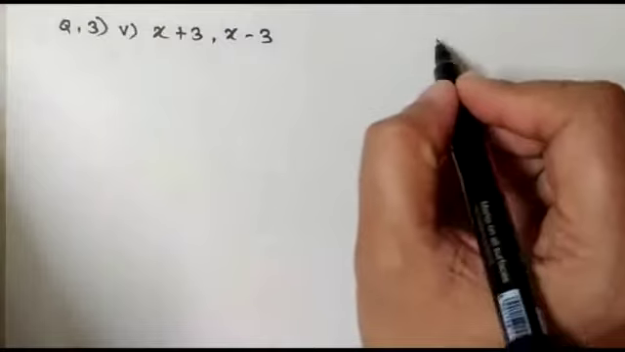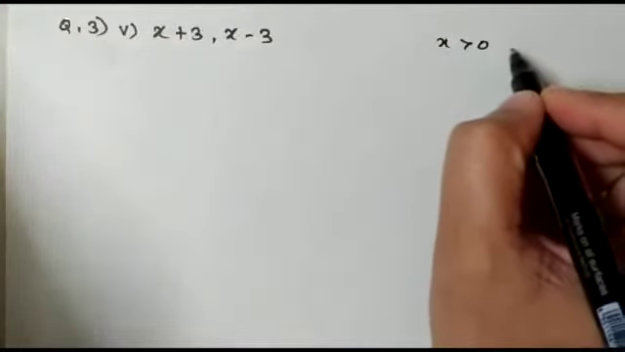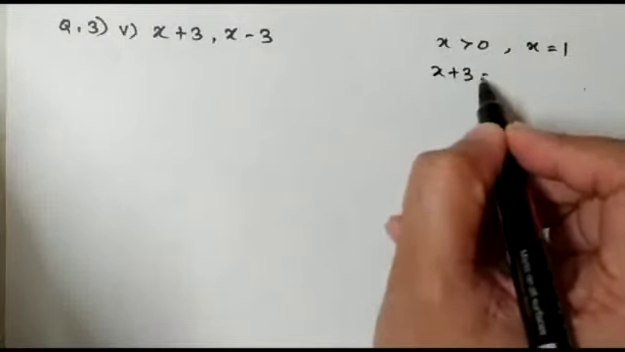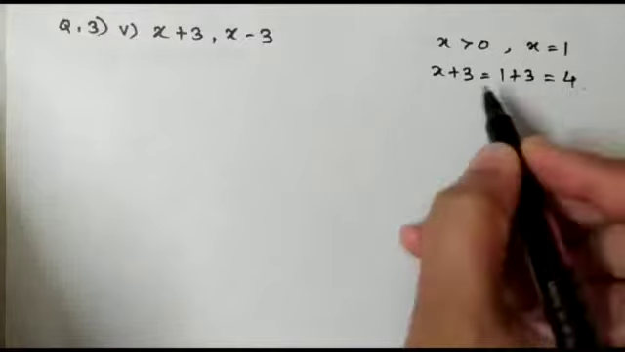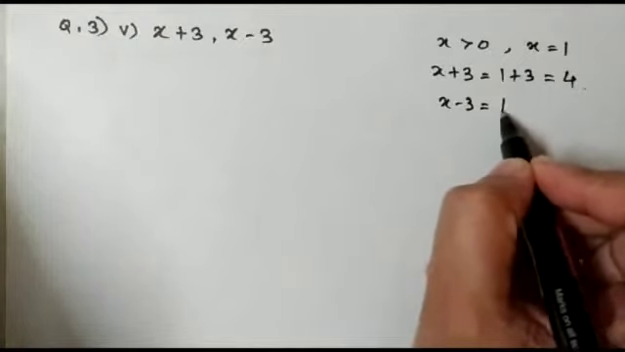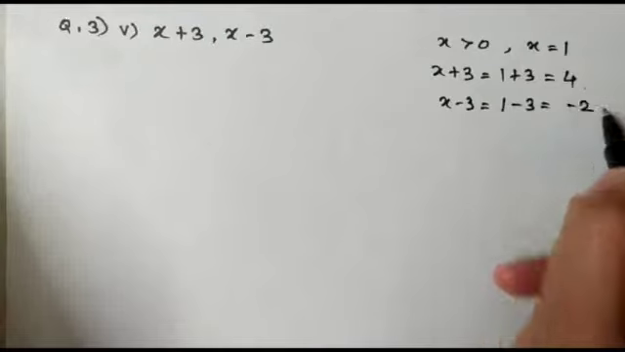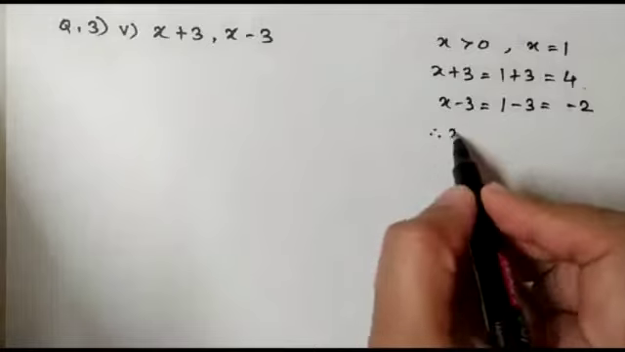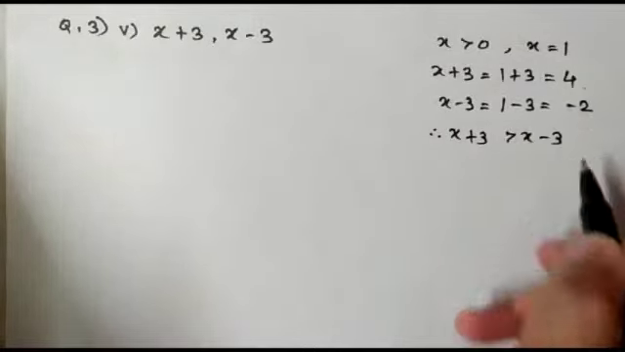As we don't know the value of x, whether x is positive or negative, let us first check which coordinate is greater than the second by considering a value which is positive as well as negative. So if x is greater than 0, let's assume x is equal to 1. Then x plus 3 will become 1 plus 3, that is 4, and x minus 3 will become 1 minus 3, that is negative 2. Here a positive number is greater than negative number. So x plus 3 is greater than x minus 3.